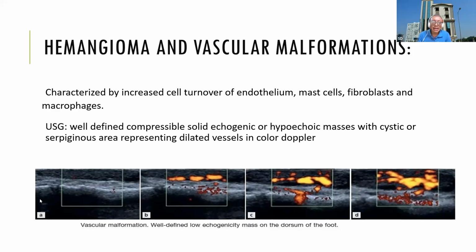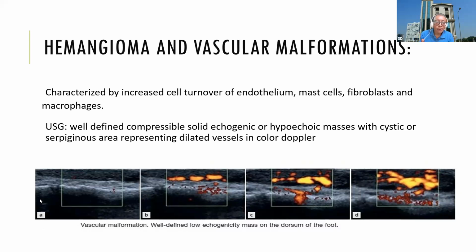Okay, so hemangioma and vascular malformations are also common foot pathologies. Basically, these are characterized by increased cell turnover, especially of endothelial cells, mast cells, fibroblasts and macrophages, like in any other hemangioma or vascular malformation. In ultrasound, we can see a well-defined compressible solid echogenic or hypoechogenic mass, or a cystic serpiginous mass, basically with dilated vessels. We usually use color Doppler to diagnose hemangioma and vascular structures.